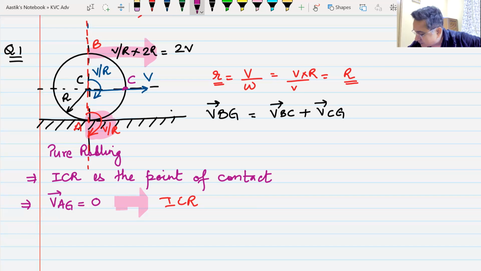I can also now find the velocity of this point C. What will be the velocity of this point C with respect to ground?